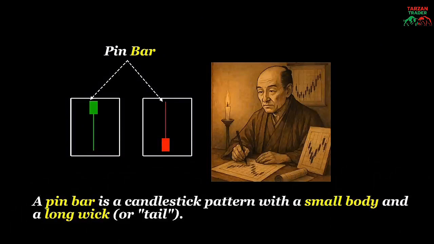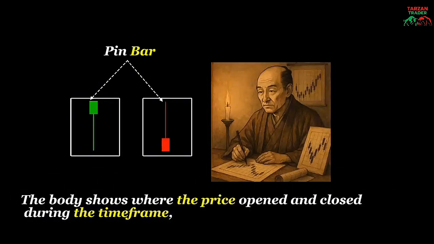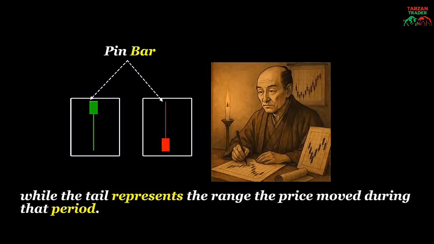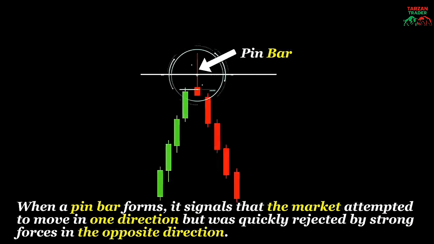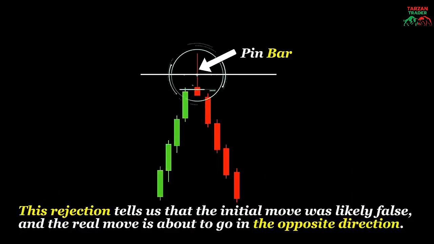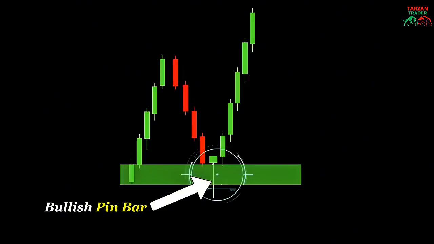A pin bar is a candlestick pattern with a small body and a long wick. The body shows where the price opened and closed during the time frame, while the tail represents the range the price moved during that period. When a pin bar forms, it signals that the market attempted to move in one direction but was quickly rejected by strong forces in the opposite direction. This rejection tells us that the initial move was likely false, and the real move is about to go in the opposite direction.